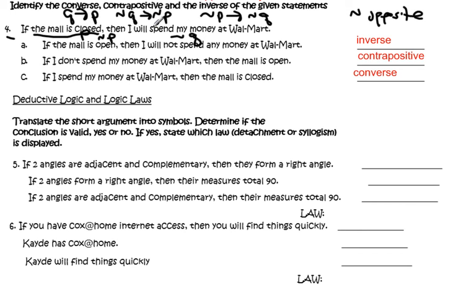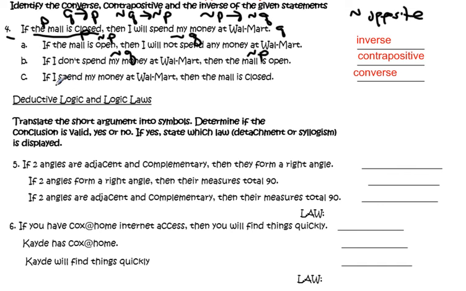Letter B, if I don't spend my money at Walmart. Well, here it says I will spend my money at Walmart, and that was Q. Not spending your money at Walmart is the opposite of Q. Then the mall is open. We said the mall was closed, and the mall being closed was P. The mall being opened is the opposite of P. So that's the flipping and negating of our original contrapositive.